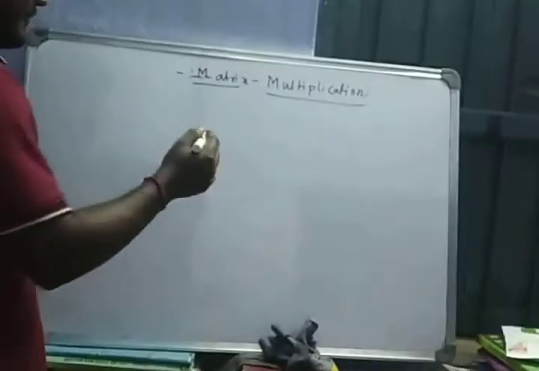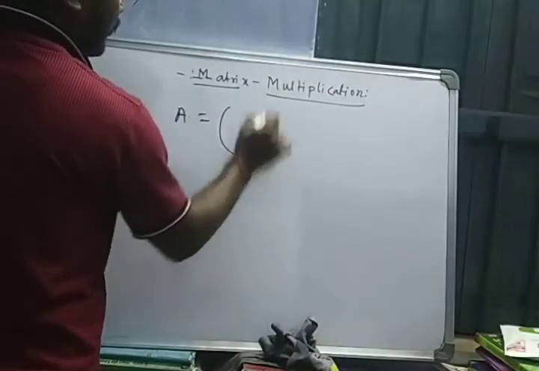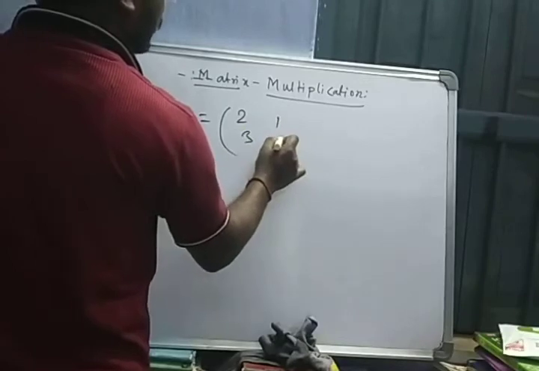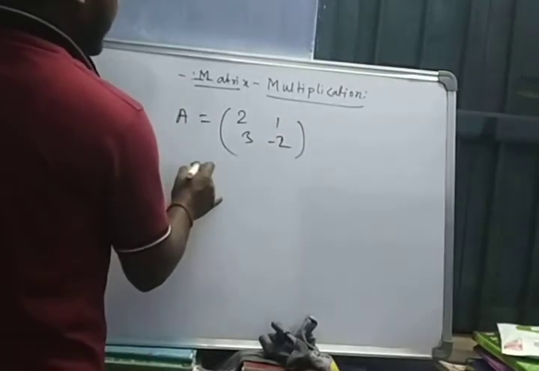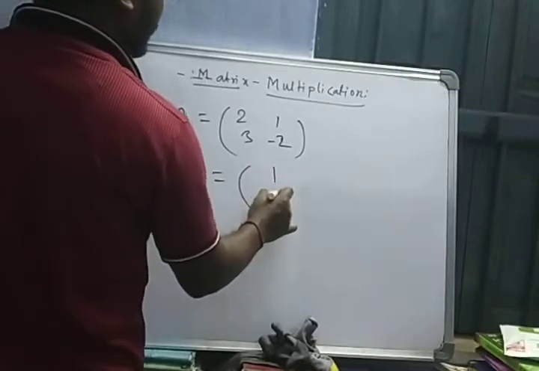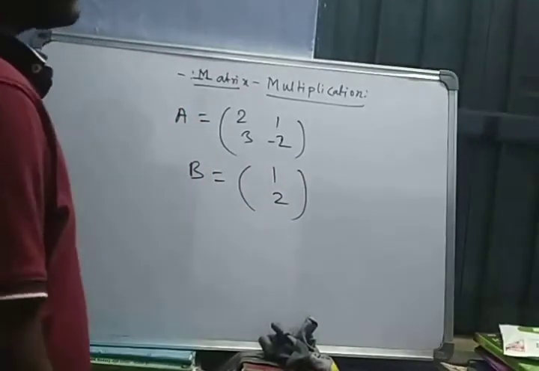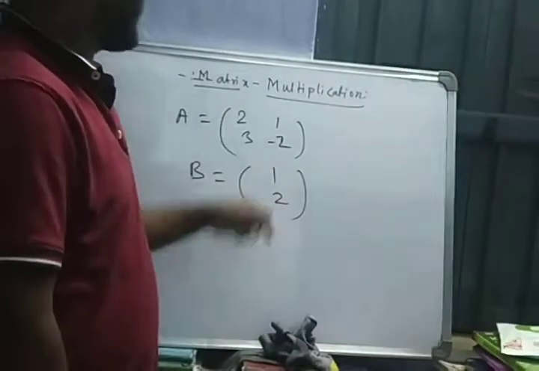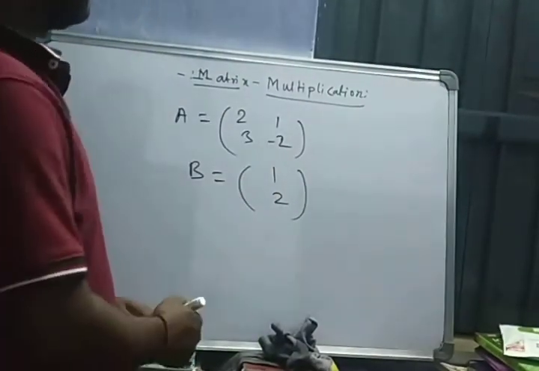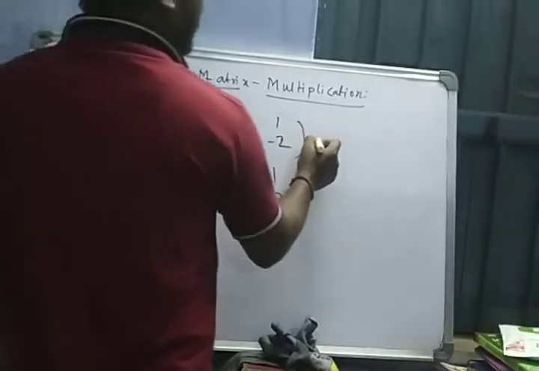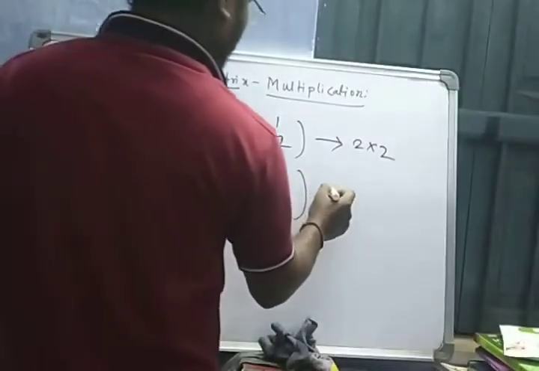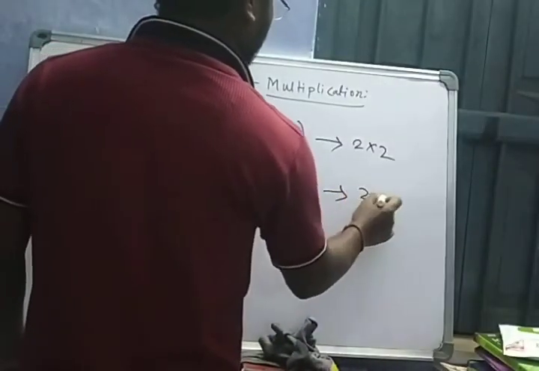What is that? Suppose I write here A equals 2, 1, 3, minus 2. Another matrix I write here, B equals 1, 2. Now tell me, what is the order of this matrix? 2 by 2. And what is the order of this matrix? That is 2 by 1.